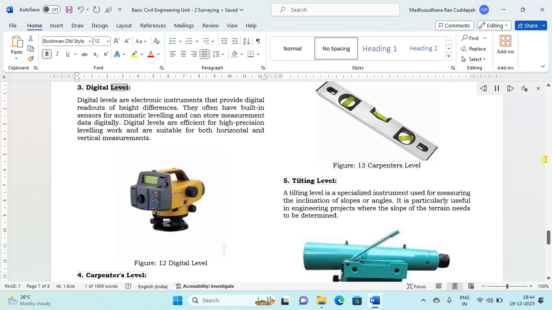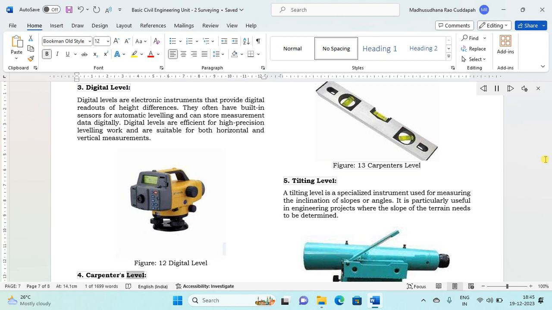3. Digital level. Digital levels are electronic instruments that provide digital readouts of height differences. They often have built-in sensors for automatic leveling and can store measurement data digitally. Digital levels are efficient for high-precision leveling work and are suitable for both horizontal and vertical measurements. Figure 12. Digital level.